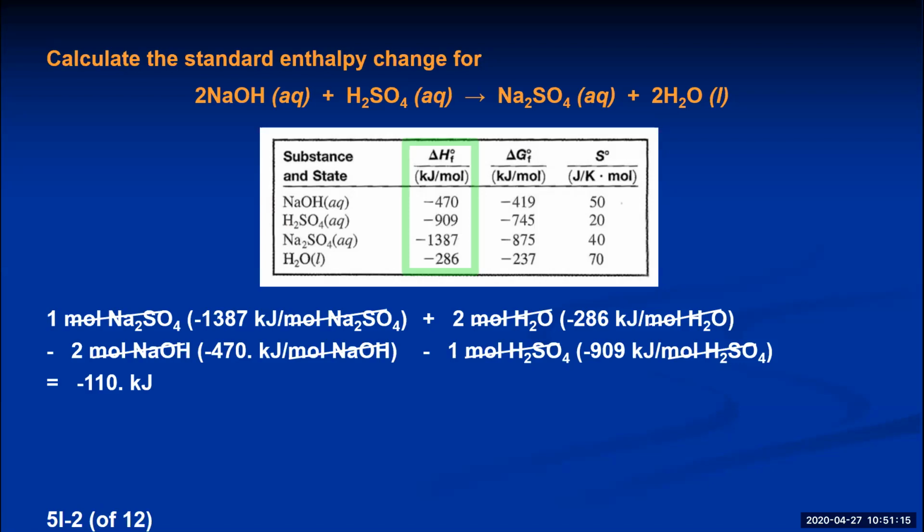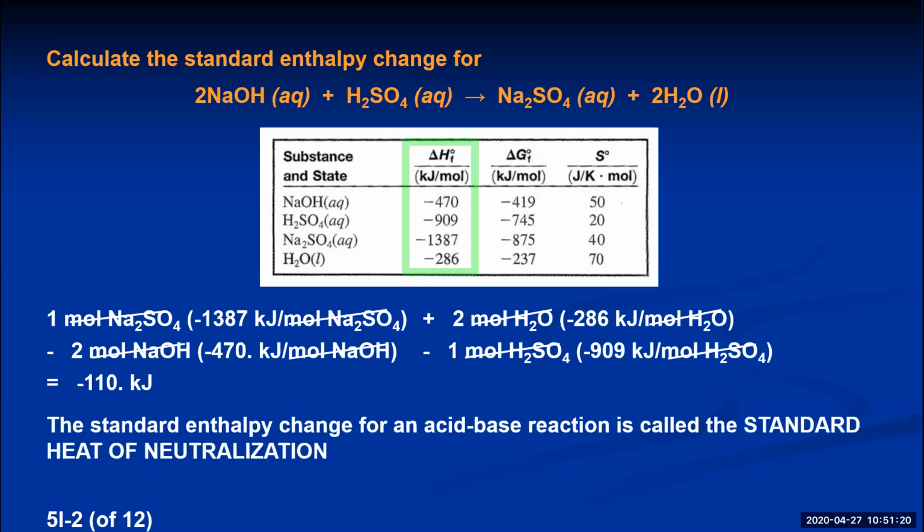It forms water, and these are often called neutralization reactions. So when you calculate how much heat is given off or absorbed in an acid-base reaction, they're often called heat of neutralizations. So the standard enthalpy change for an acid-base reaction is called the standard heat of neutralization. This is something we'll be calculating in experiment 23.